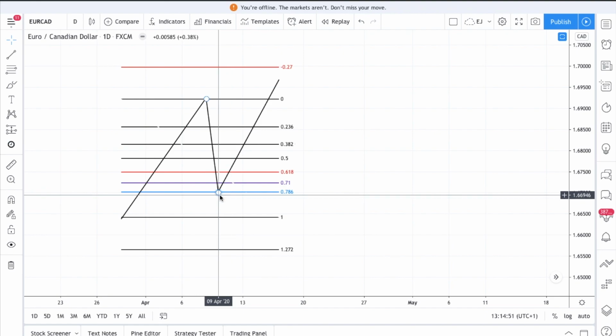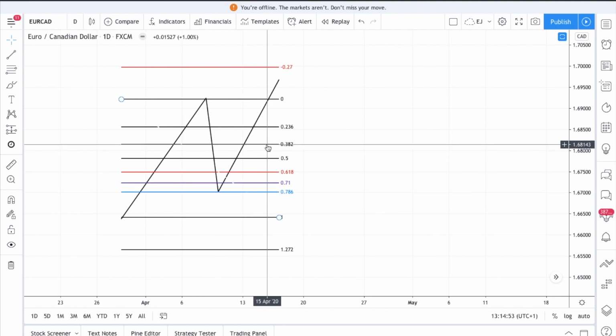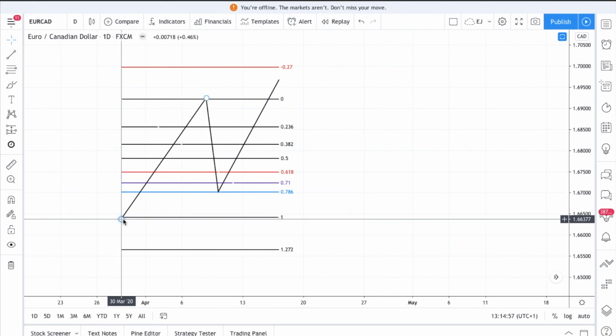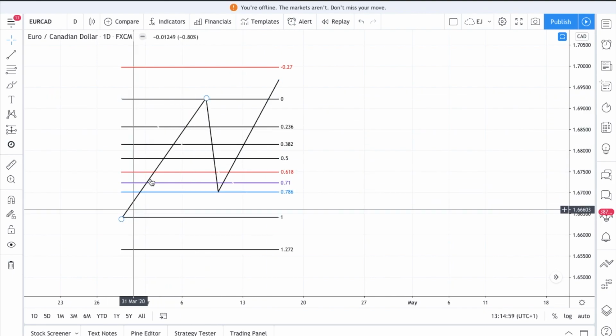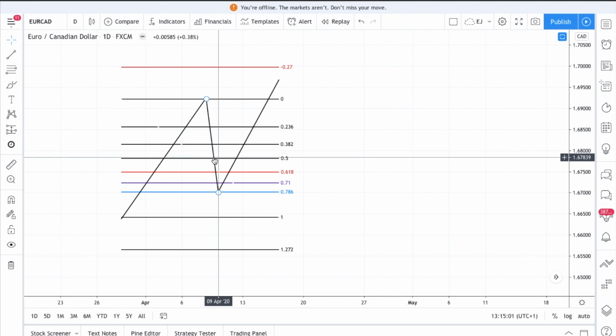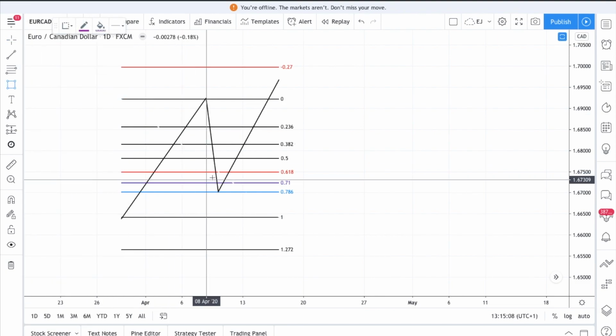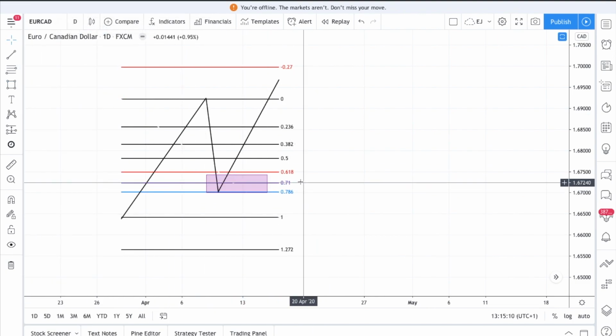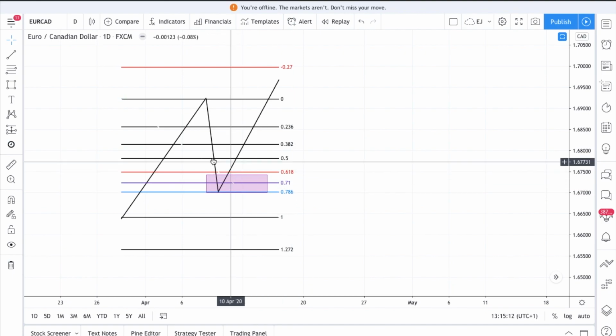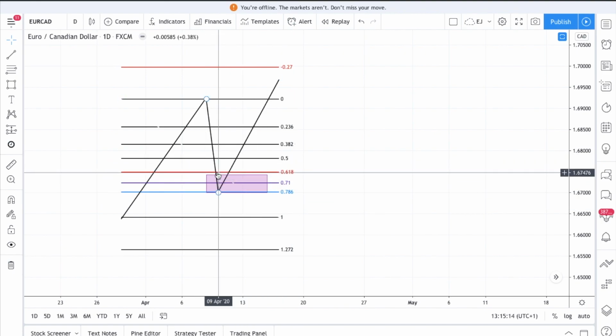So personally, delete. Some people use the 0.5, which is basically 50% of this move. So it's retracing 50% of this move. But yeah, I look for this area between the 61 and the 78. This is the perfect buying area, and I'll just show you what it looks like.